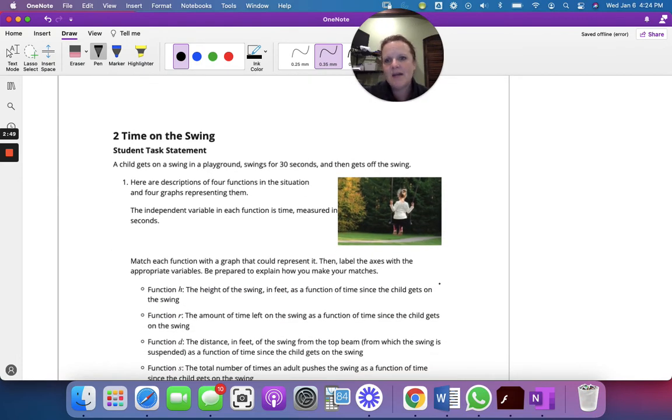All right, time in the swing. So a child gets on a swing in a playground, swings for 30 seconds, and then gets off the swing. Here are descriptions of 4 functions in the situation and 4 graphs representing them. The independent variable in each function is time measured in seconds. That means that the x-axis, which is your independent variable, is time measured in seconds. Okay? Now, match each function with a graph that could represent it. Then label the axes with the appropriate variables. Be prepared to explain how you got your matches.